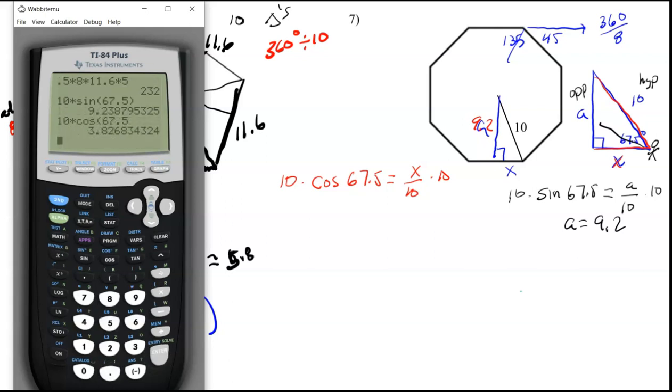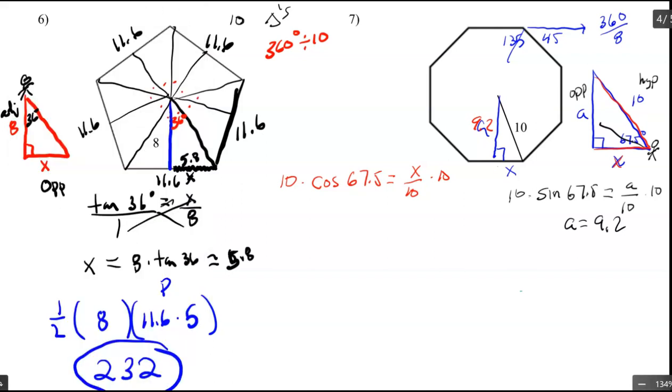And that is 3.8. So I have 3.8 right here. Which if I double that, because remember, 3.8 is only this little piece, so if I double 3.8, I'm going to get 7.6. So now I know that every single side is 7.6 all the way around.